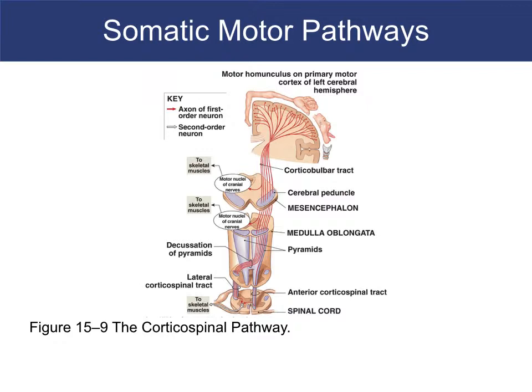If you want to send a message down to the body somewhere to some skeletal muscle, it's going to come from the cortex, from your brain. It's going to go down through the corticobulbar tract, down through the cerebral peduncle, into the medulla oblongata, and then it's going to come down here in the lower part of the medulla oblongata at the pyramids. That's where the crossover is going to occur in the motor system. Remember, actually, didn't the sensory system cross over in the medulla as well? Yeah, it does.